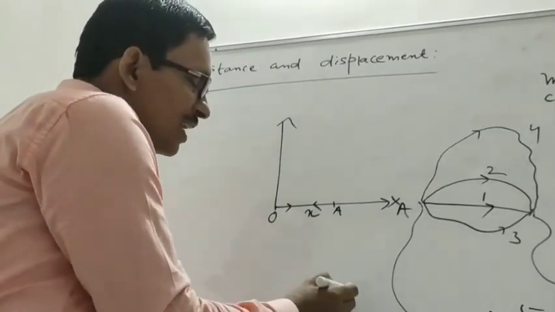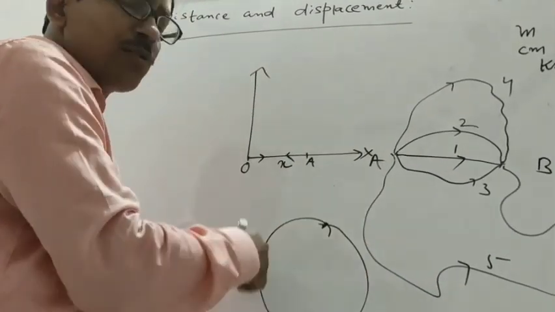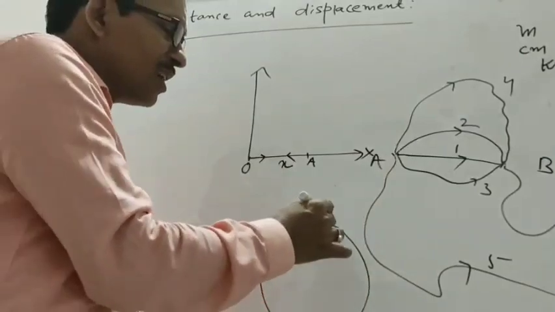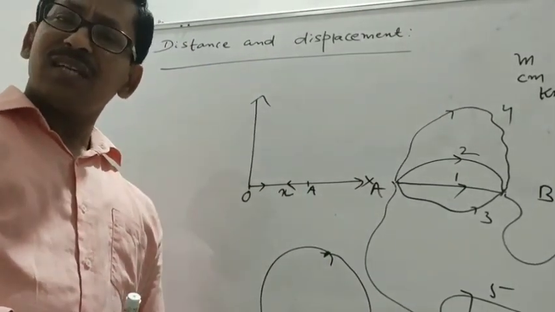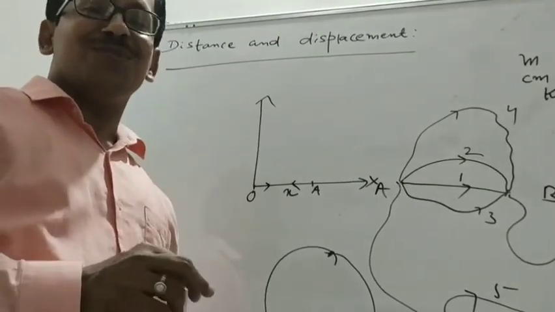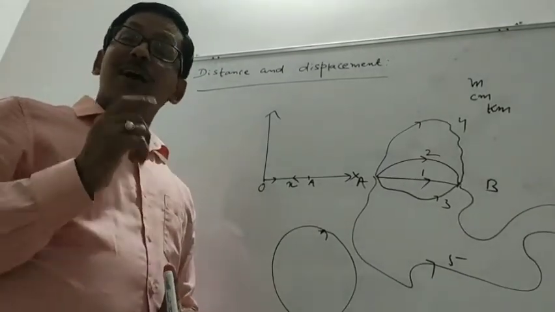Suppose a body is moving in a circular path. It starts from here. After one complete revolution, again it will reach here. So displacement is 0. After one complete round, displacement will be 0. And how is it negative?